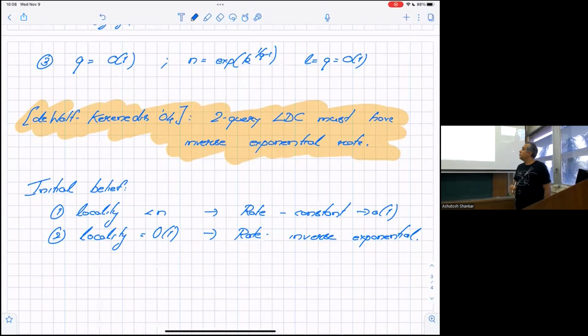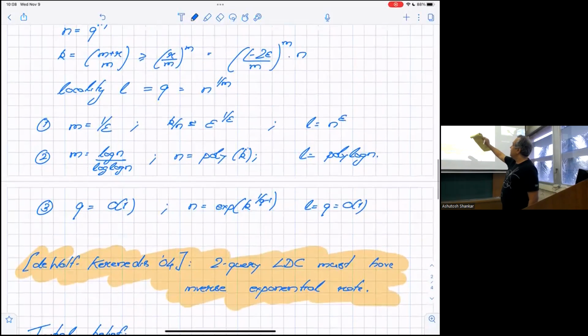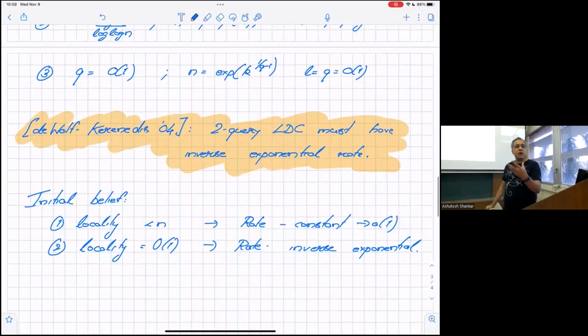Can you explain the first one once more? The first belief? Yes. It was felt that, notice all of these constructions, even if I want some locality, some n to the epsilon, the rate is epsilon to the 1 over epsilon. That's a number going to 0. So it was felt that if you want any significant locality, you have to have rates which are approaching 0.